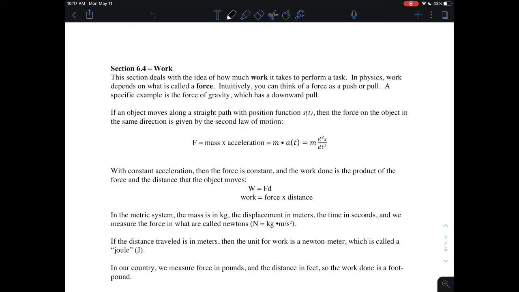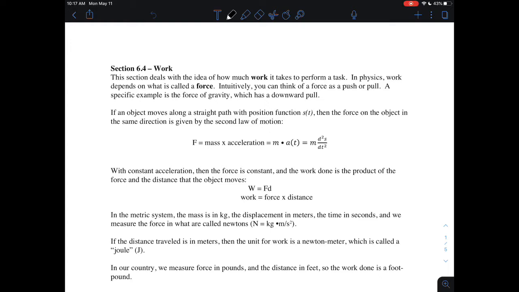Section 6.4, Work. This section deals with the idea of how much work it takes to perform a task. In physics, work depends on what is called a force. Intuitively, you can think of a force as a push or a pull. A specific example of a force is the force of gravity, which has a downward pull.